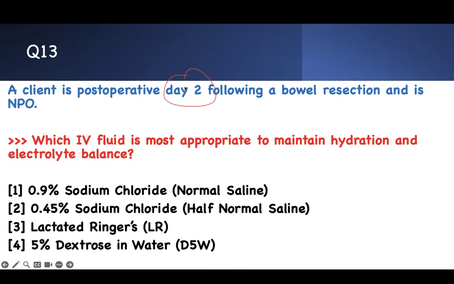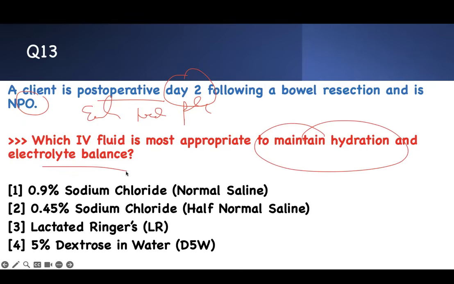Patient is post-op day 2. What do you think? And he has had surgery, NPO. He's not eating and he needs fluid. Which one will maintain hydration and electrolyte balance? This requires you to think about what each fluid constitutes. What do you think is in sodium chloride? What do you think is in lactated Ringer's? What do you think is in D5W? Let's look at it. D5W is sugar and water.